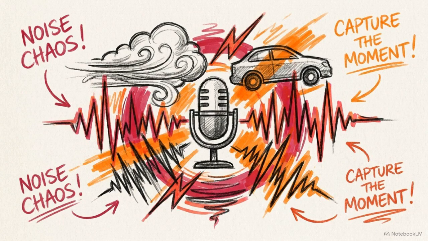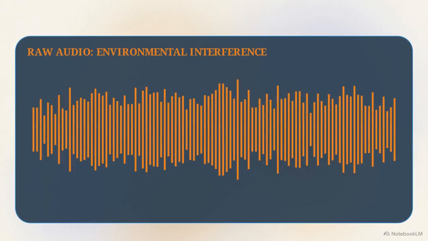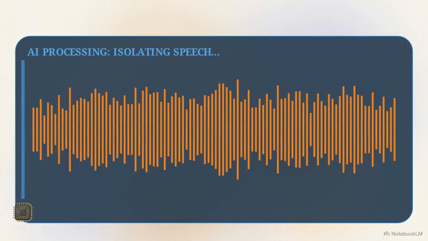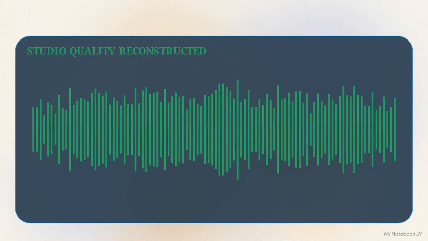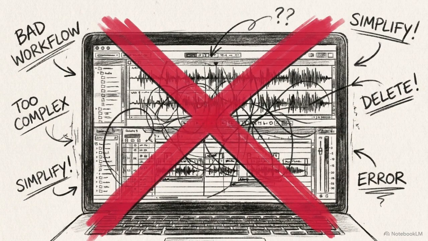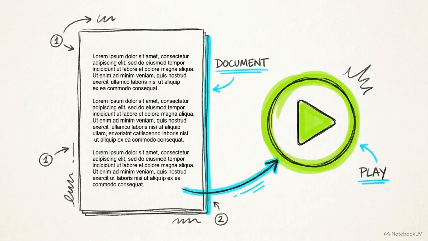You will also inevitably deal with compromised audio. When you shoot outdoors, you are going to capture wind, traffic, and background chatter. Look at this raw audio file. AI audio enhancement tools can process this track, identify the frequencies of human speech, and strip away all the environmental interference. Within seconds, the software reconstructs the dialogue to sound like it was recorded in a padded studio. You don't need to be an expert in timeline navigation or sound mixing anymore. You construct the narrative by editing the text, and the AI handles the synchronization.